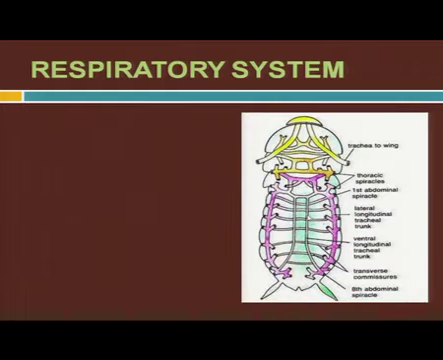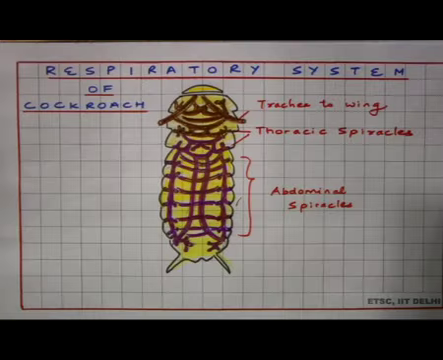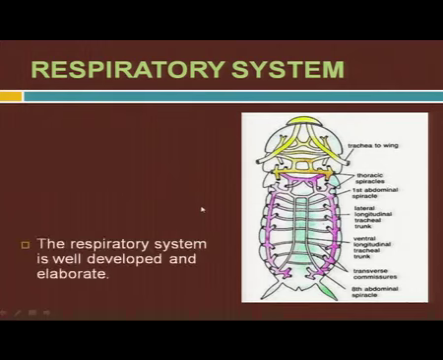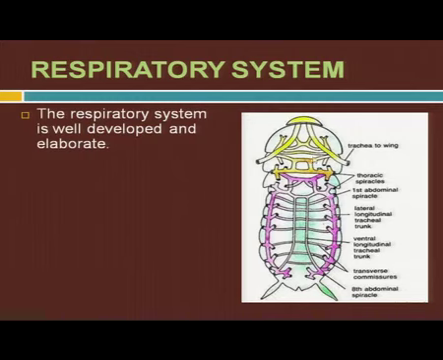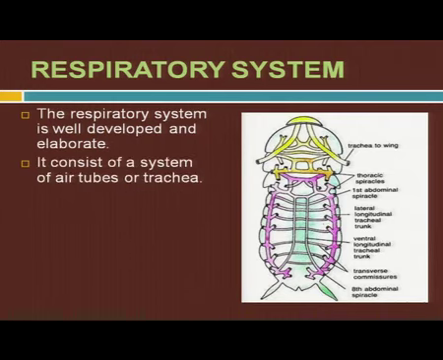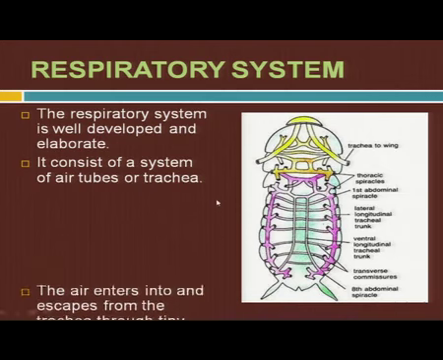As you can see in this picture, it shows a network of tube-like structures, and these are known as trachea, and these trachea open into small tiny openings or holes which are known as spiracles. Let us learn more about them. The respiratory system is well developed in a cockroach and it has an elaborate system. It consists of a system of air tubes known as trachea.